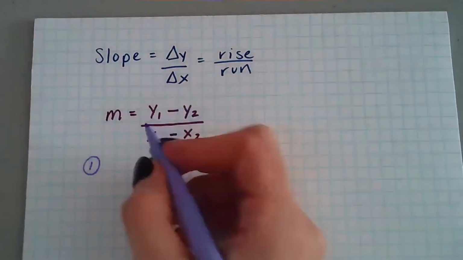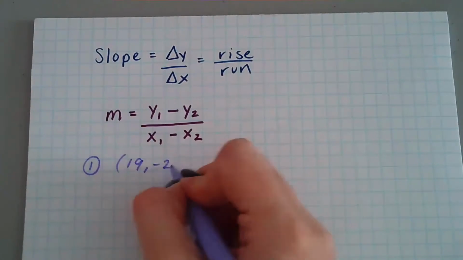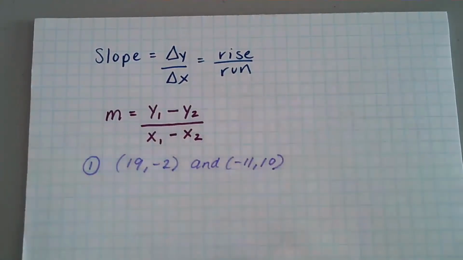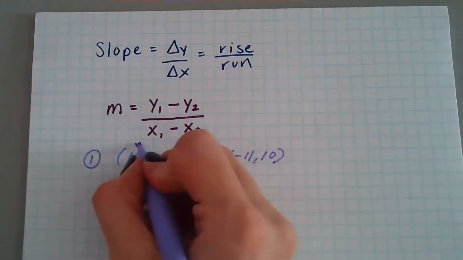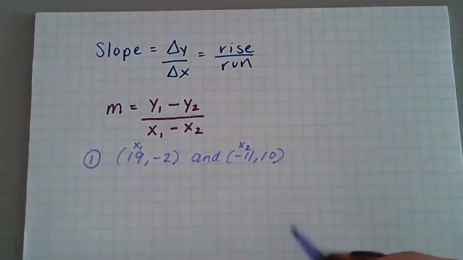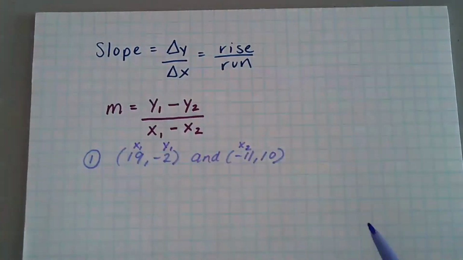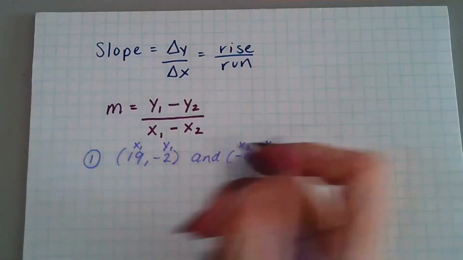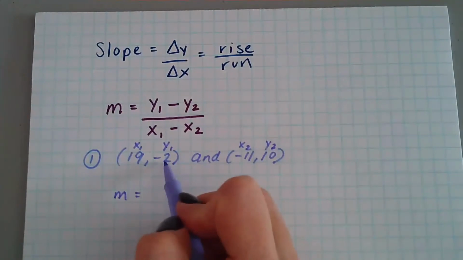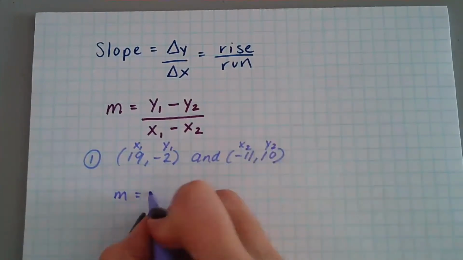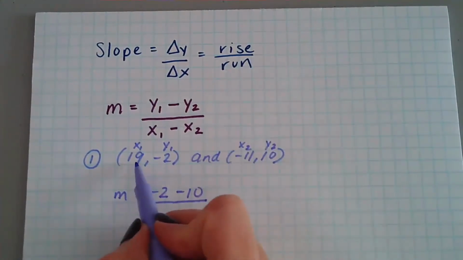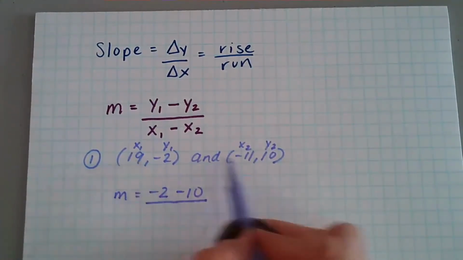So suppose you're given the points 19, -2, and -11, 10. So remember, this will be x1, it's the first point, it's the first x value. This will be x2. This is the first y value, so that'll be y1, and this will be y2. To find my slope, I'm going to look first at the y values. y1 is -2 minus y2. For the denominator, I have x1 as 19 minus -11.